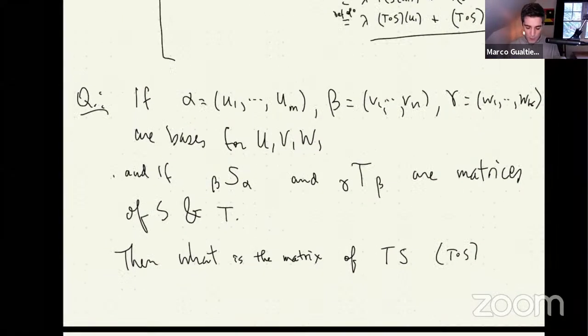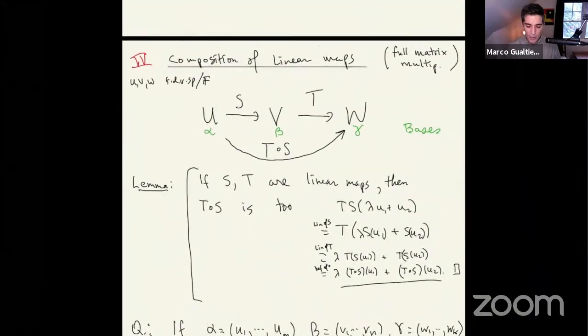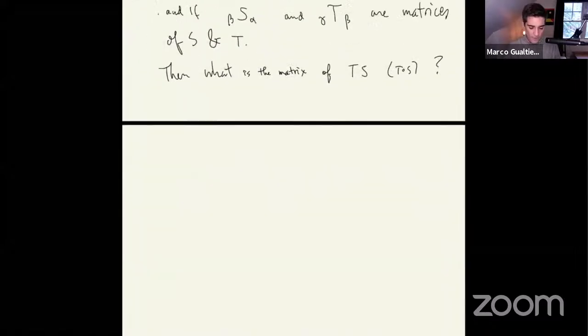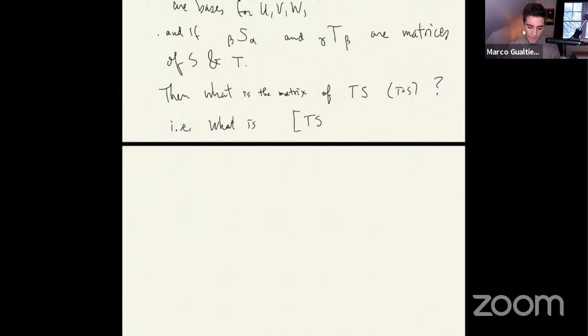Okay, so what is the matrix of TS? What do I mean by that question? Well, TS goes from U to W, and I already have bases chosen. So that means I should have a matrix for it, i.e., what is the matrix of TS in the bases alpha and gamma?